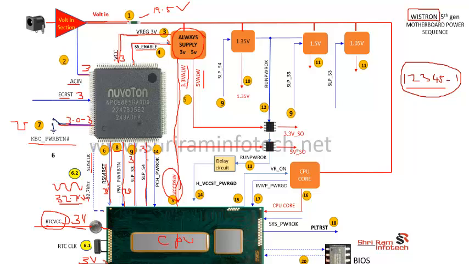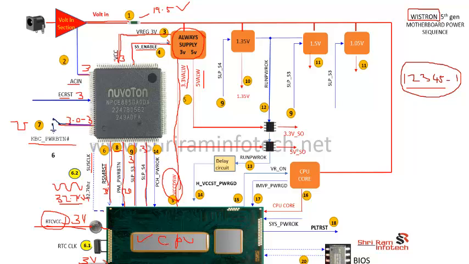If this 3 volt is coming on this SIO pin, SLP_S3 and SLP_S4, then the CPU is okay. The CPU has given the confirmation signal to turn on the powers. So you have to check that. You'll get 3 volt on both SLP_S3 and SLP_S4.